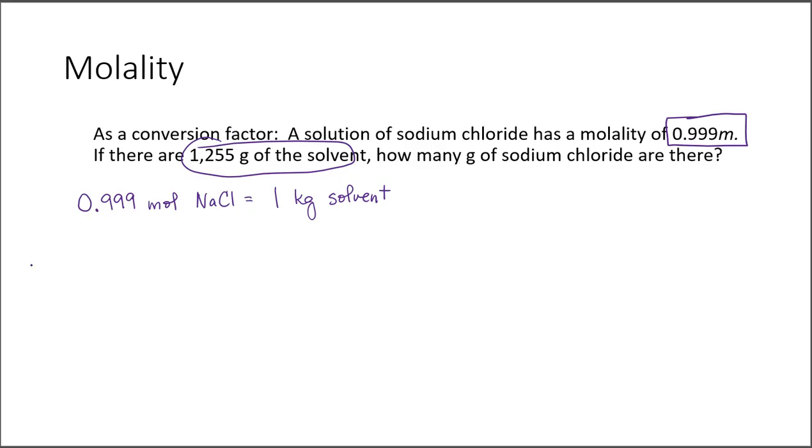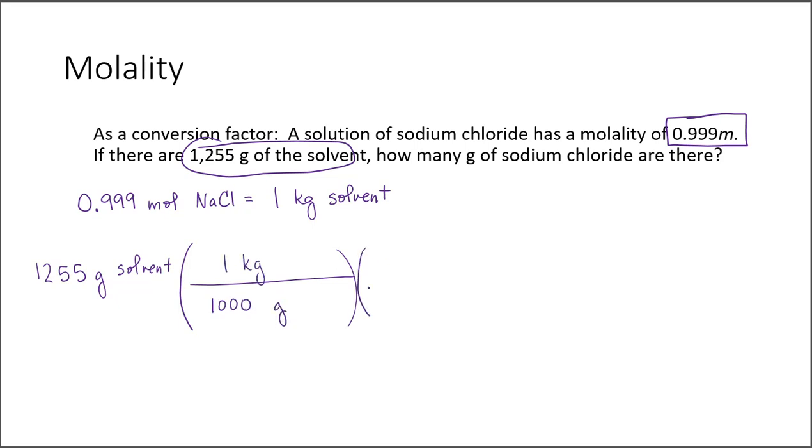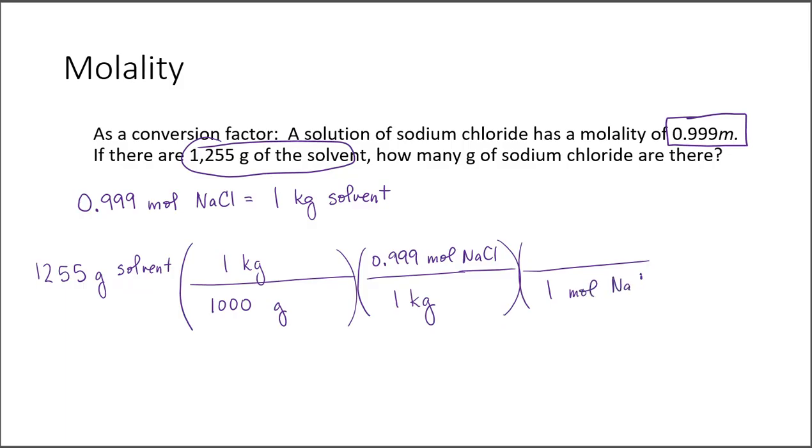Straight dimensional analysis. 1,255 grams of solvent is where we're going to start the dimensional analysis. We know that there are 1,000 grams in every 1 kilogram. Now we can use that molality as the conversion factor. Every 1 kilogram of the solvent is 0.999 moles of sodium chloride. And from the last slide, we know that every 1 mole of sodium chloride weighs 58.44 grams.